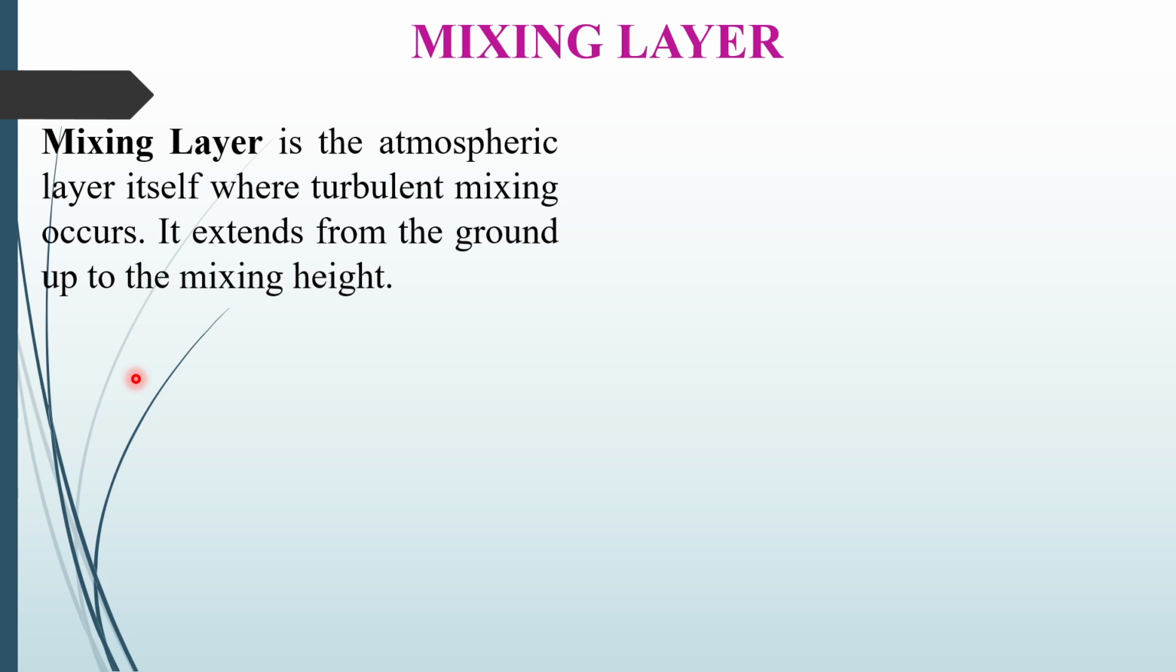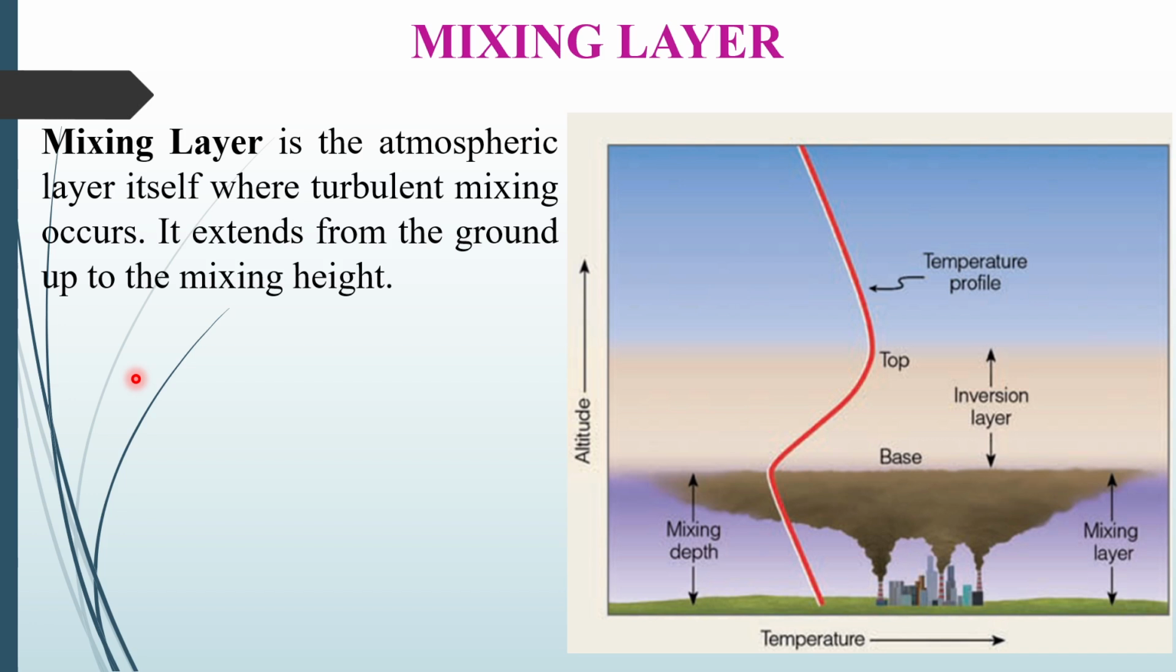Mixing layer is the atmospheric layer itself where turbulent mixing occurs. It extends from the ground up to the mixing height. So if you see this figure here, this is the altitude, this is the mixing height, and from the ground to the mixing height, this is the mixing layer. Basically, mixing height, mixing depth, and mixing layer are the same.